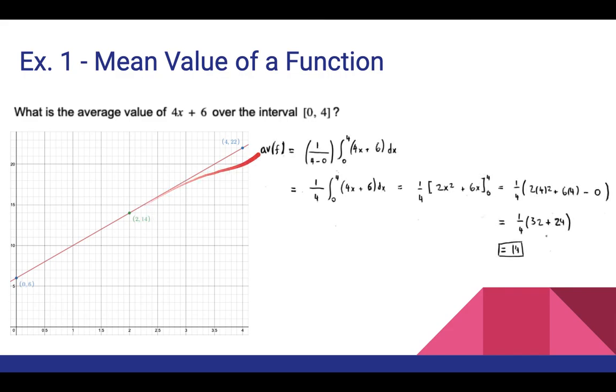So what we're going to do is apply the average value equation. We have the average value of f over this interval is equal to 1 over 4 minus 0 multiplied by the definite integral from x equals 0 to x equals 4 of 4x plus 6. So we're going to have 1 over 4 times 2x squared plus 6x, evaluated from x equals 0 to x equals 4. That's going to give us as a result 1/4 times 2 times 4 squared plus 6 times 4 minus 0, which is going to give us 1/4 times 32 plus 24, which is going to give us 14. Confirming our prediction as we would expect.